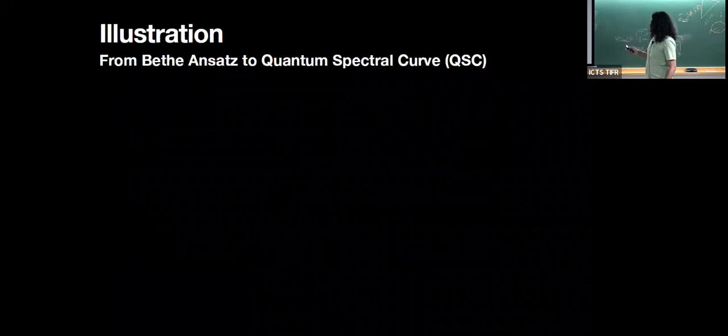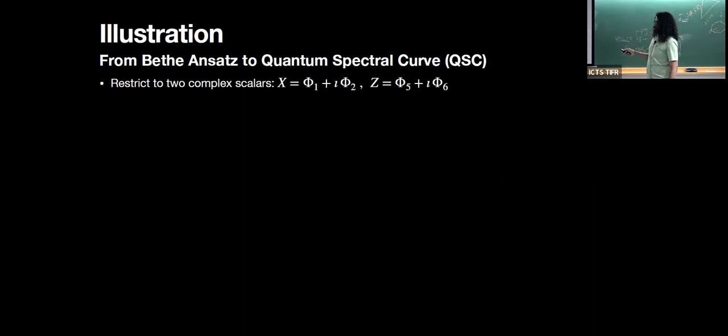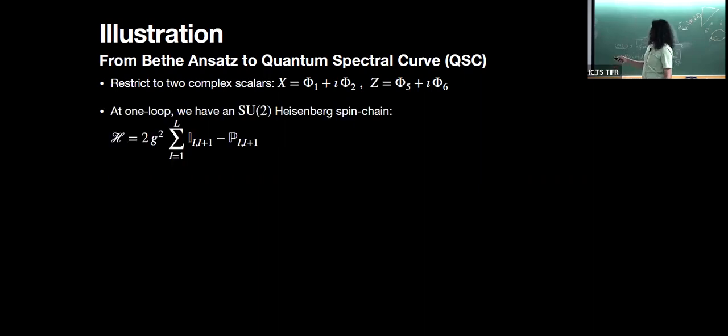So let's again stay at one loop and let's even further restrict ourselves. Instead of using all six scalars, let's restrict to two complex scalars in N=4 super Yang-Mills. In this case, you don't have an SO(6) integrable spin chain at one loop. You have an SU(2) integrable Heisenberg spin chain at one loop. And as you can see here, because it's at one loop, you have this factor of 2g², where g is just the 't Hooft coupling, rescaled in a way which is popular in our field.